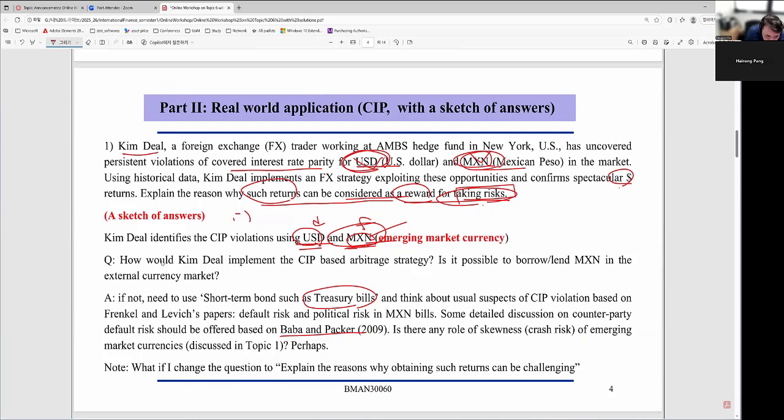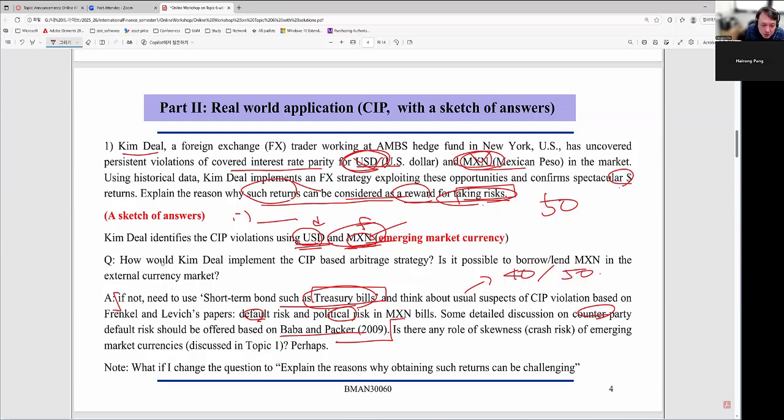Well, if you write down like this, this was actually one of the past year exam questions. It was 50 marks at the time. If you are able to write down the CIP form for this one and explain a little bit about the assumptions, and then say you need to use treasury bills to exploit these conditions, and if you are able to explain default risk, political risk, and the counterparty default risk, you could get around 40. So 40 out of 50.